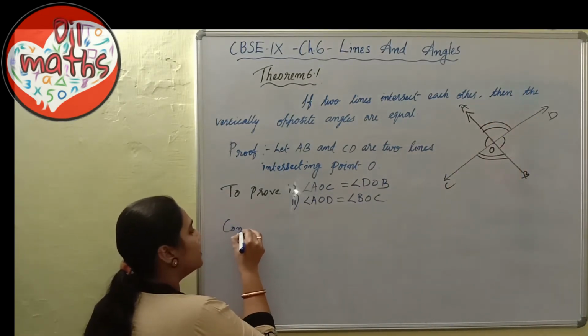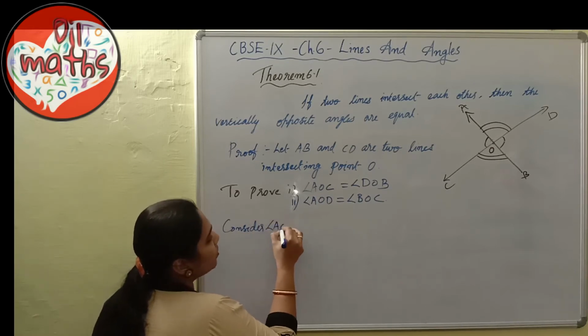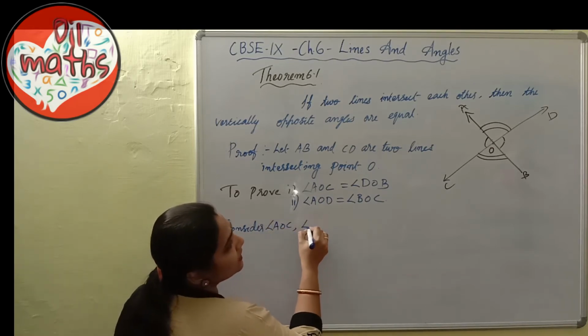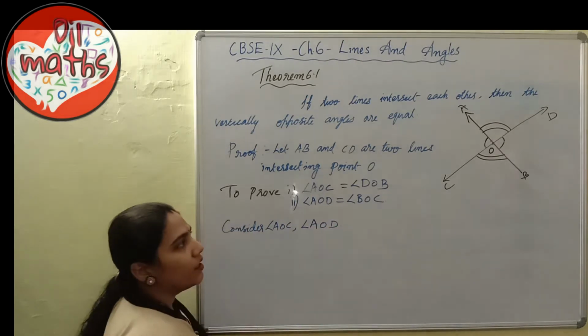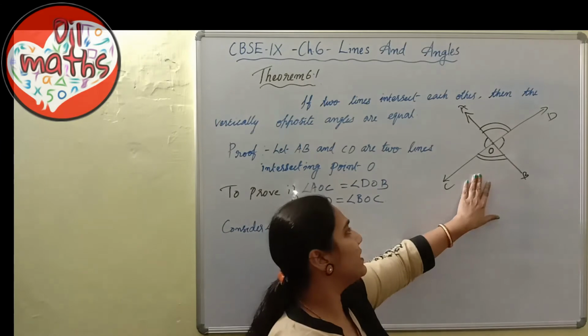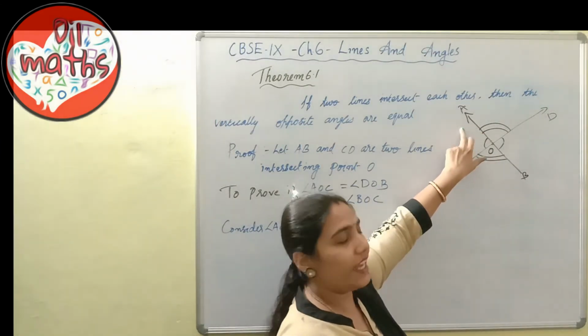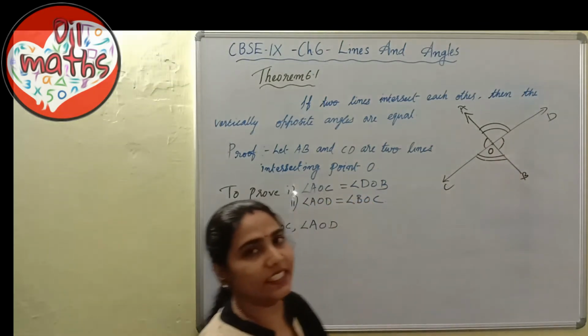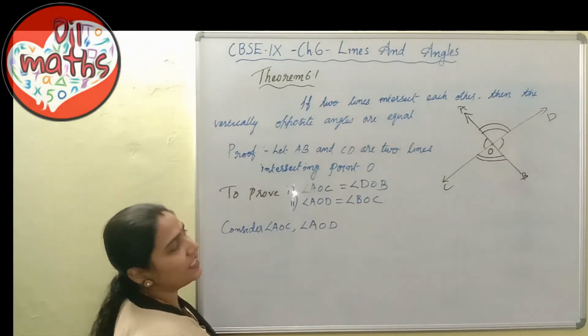Consider angle AOC, angle AOD. We can see from this, OA is a ray that is standing on the line CD.